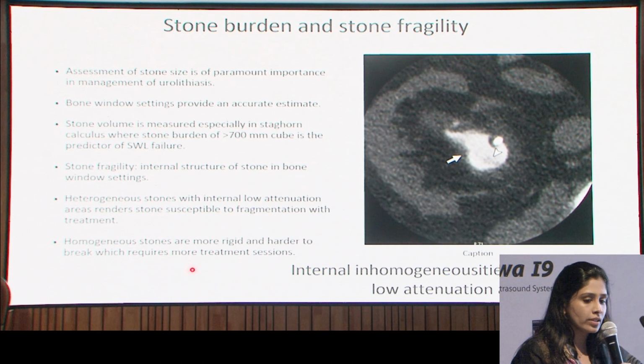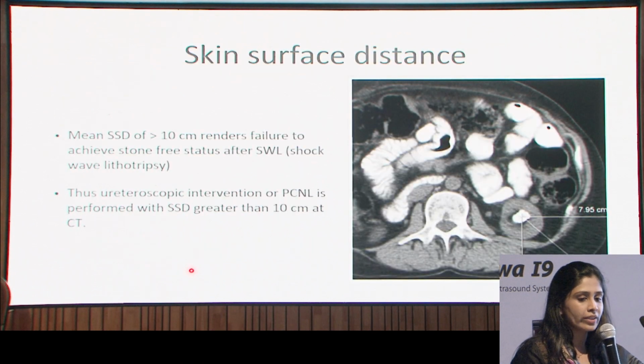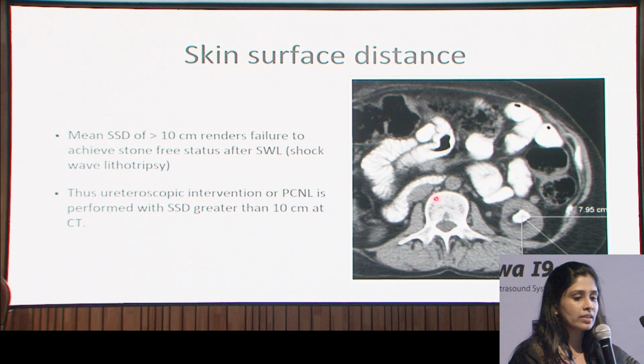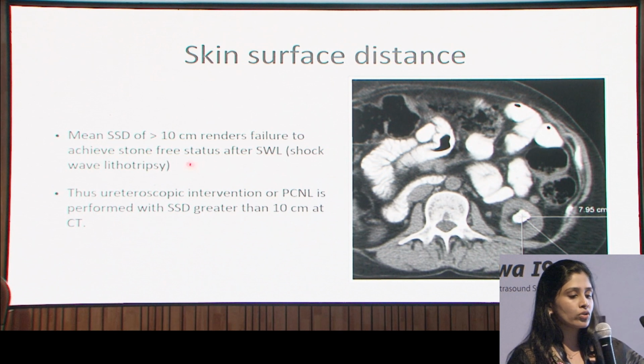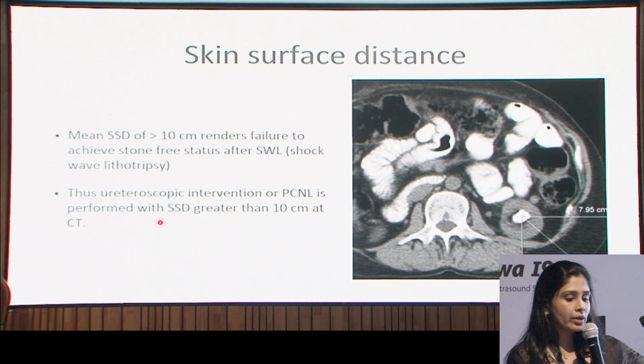Skin to surface distance. We take it usually in 3 dimensions, 0, 45 and 90 degrees. Then you calculate a mean SSD. When we get it above 10 centimeters, then one must think that there's failure to achieve stone-free status after SWL. Thus, you can go for ureteroscopic intervention or PCNL for stones that are greater than 10 centimeters from skin.